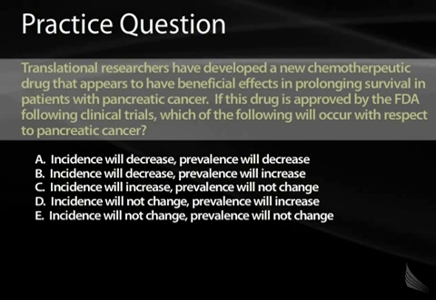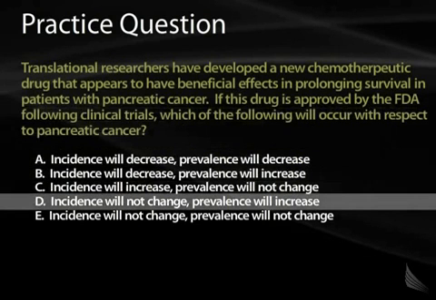The incidence in this case should not change because the question does not state anything about the change in the diagnosis or the onset of this disease. However, the prevalence would increase because the disease process being described, which is pancreatic cancer, is commonly fatal. And here we have a situation where life or survival would be prolonged. In this case, the prevalence would increase and the incidence would stay the same. So the correct answer here is D.